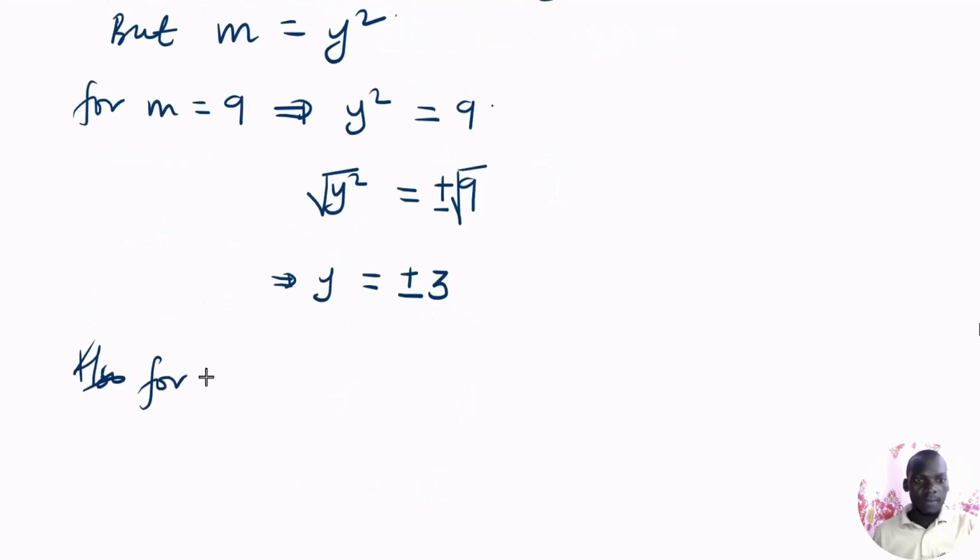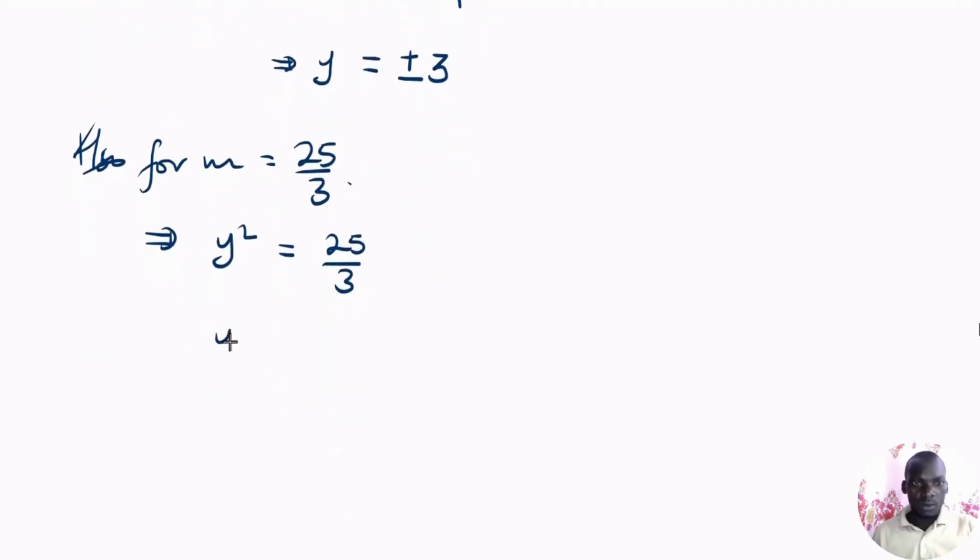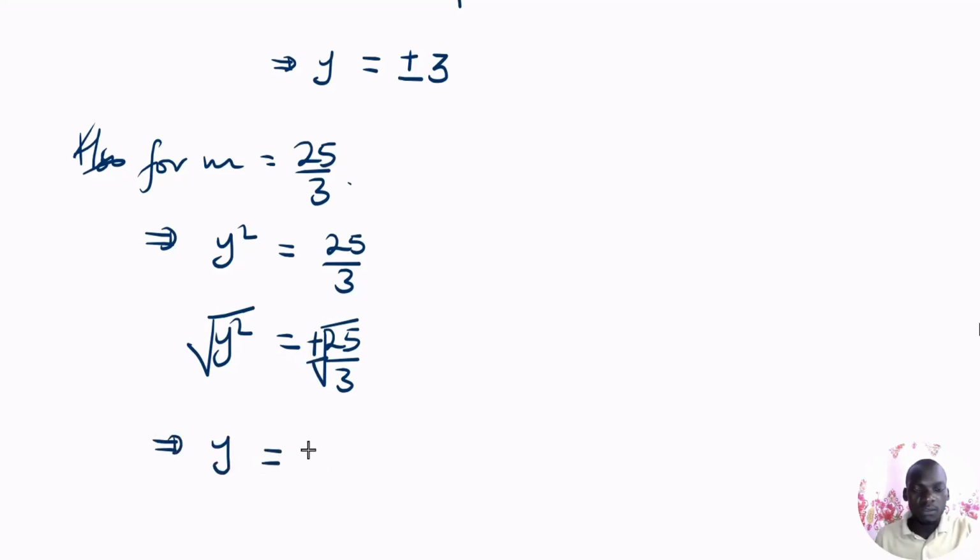Also, for m equals 25 divided by 3, it implies that our y squared equals 25 divided by 3. We do the same, we take the square root on both sides of the equal sign. So we are having 25 divided by 3, and we take the square root on both sides. This is plus or minus, implying that we are going to have our y being equal to plus or minus the square root of 25, which is 5, then divided by the square root of 3.